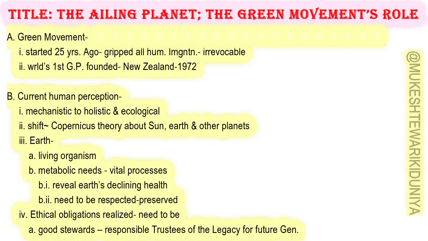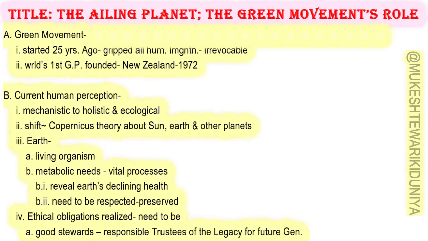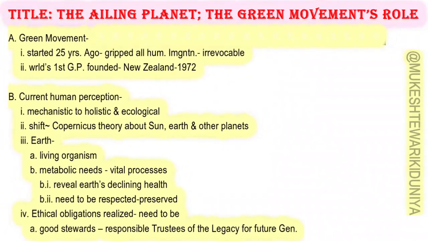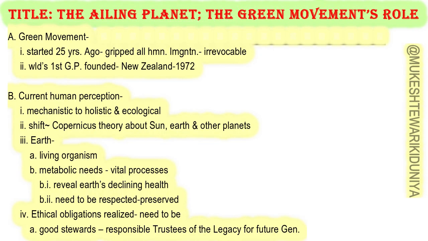The title: The Ailing Planet, the Green Movement's Role. There are two subtitles here. Subtitle A: Green Movement, started 25 years ago, gripped all human imagination, and the process is irrevocable. World's first Green Party founded in New Zealand in 1972. Subtitle B: Current Human Perception, Mechanistic to Holistic and Ecological. The shift as revolutionary as the Copernicus theory about Sun, Earth and other planets.